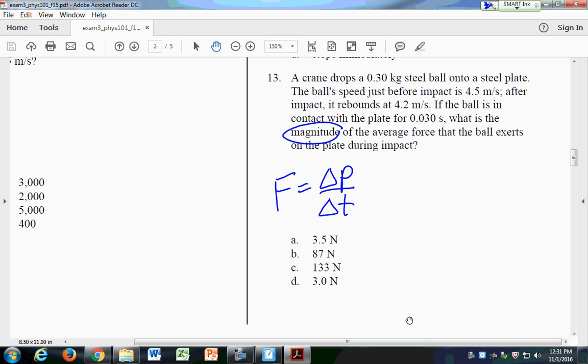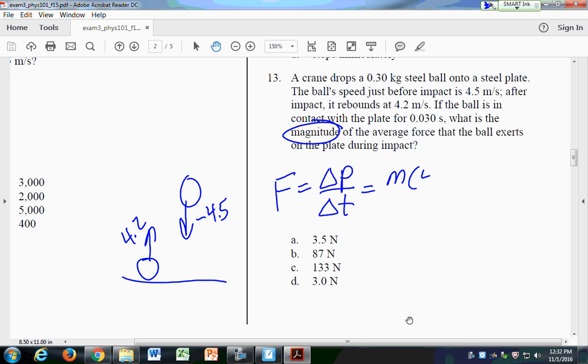I'm usually looking for the magnitude here, so you don't really need to worry so much about signs, but realize that it does change directions. And as I said before, if it changes directions, what do you do for this difference? You just add them up, right? The reason is that I get m times the final velocity, which is 4.2. The initial velocity is negative 4.5. I get 4.2 minus negative 4.5. And if they switch directions, you're always going to add those numbers up. And that's usually the case.